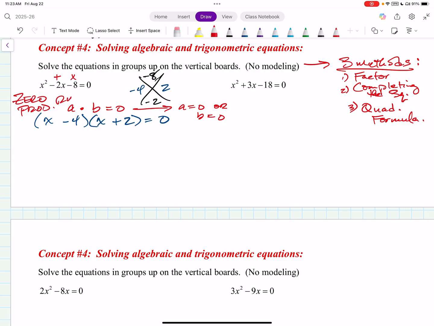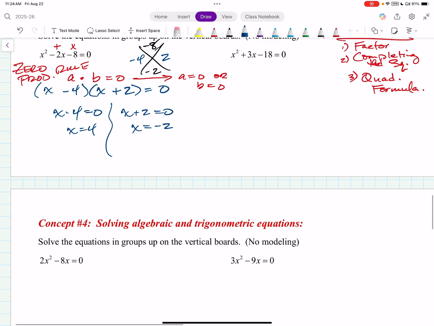Zero product rule. And that tells me that if I have this equation here, x minus 4 times x plus 2 equals 0, either x minus 4 has to be 0 or x plus 2 has to be equal to 0. Here it has to be 4, because 4 minus 4 is obviously 0. And here it's got to be -2 because -2 plus 2 is equal to 0. All right, so factoring, if possible, is probably the easiest if you know how to factor. And if you don't, then you use a different formula.